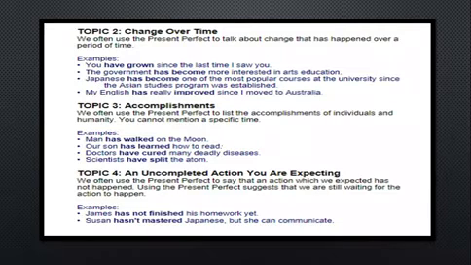Usando el presente perfecto, nosotros estamos esperando que esa acción ya finalmente suceda, ¿verdad? Por ejemplo, number 1, James. James has not finished his homework yet. Jaime no ha finalizado o no ha terminado su tarea todavía o no ha terminado su tarea aún. Susan hasn't mastered Japanese, but she can communicate.